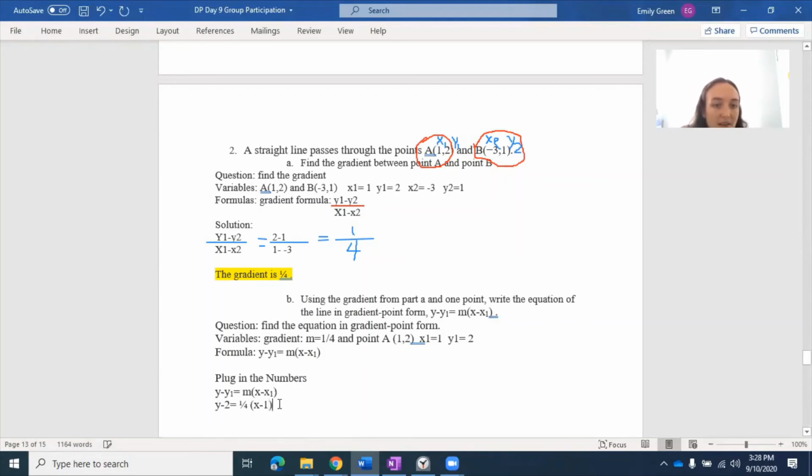So that means that our solution in gradient point form is y minus 2 equals 1/4 (x minus 1). That's our answer for part B of this problem.